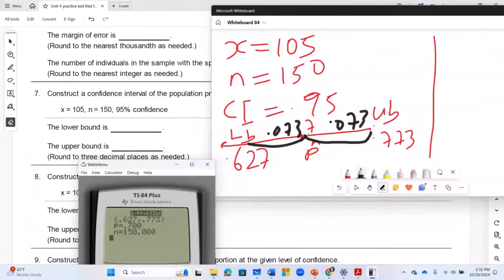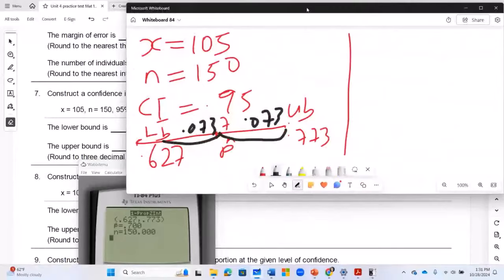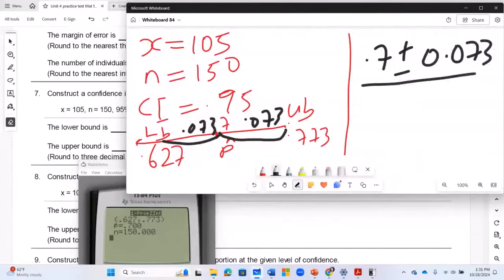is the distance between the point estimate, the sample proportion, and the lower bound. And I can actually say that I am 95% confident that the point estimate is 0.7 plus or minus the margin of error. And so that margin of error is 0.073.